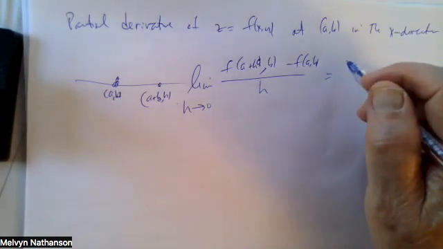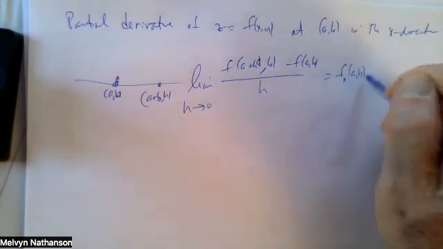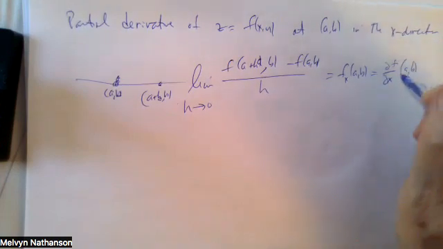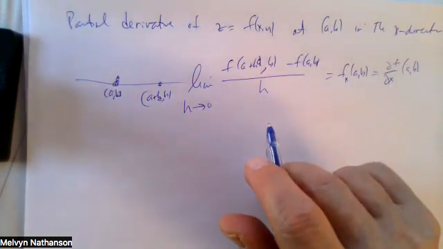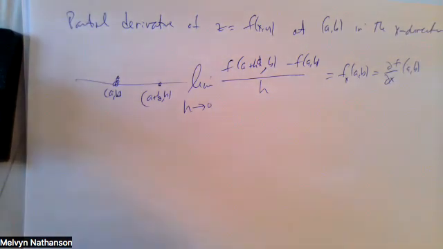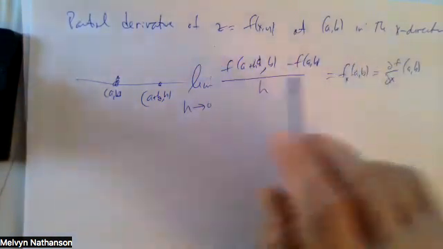And again, just as with derivatives, there are several bits of notation. You can write f sub x of a, b, or partial of f with respect to x at a, b. And there are even other notations, but these are the two basic ones. So that's the partial derivative in the x direction.